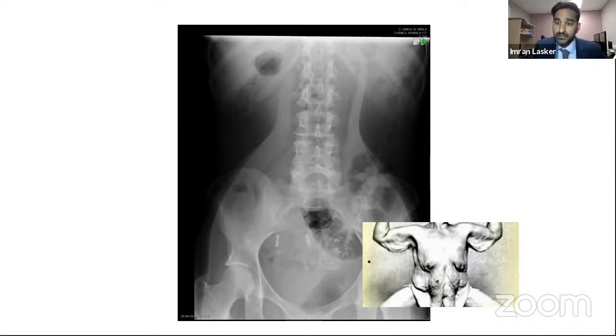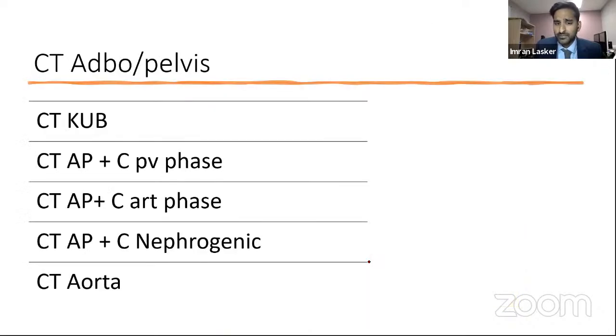But now let's come back to the scenario. We've got right upper quadrant pain. What are we going to do? We're going to get a CT scan. But you're going to say, look, I want a CT abdo-pelvis. That's all I want. What's so complicated about that?